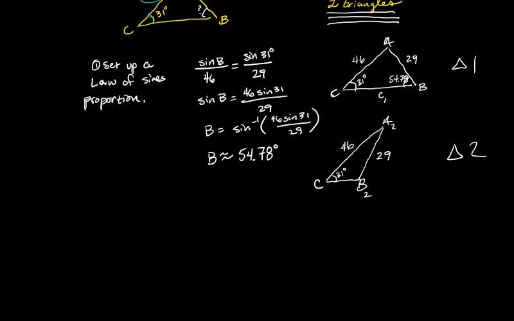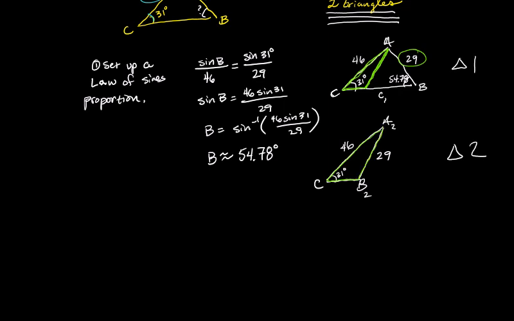So if you could picture the side length of 29 swinging in, that would swing in and make this second triangle that I've got here, okay? And that's what this guy is there. So that's your two triangles, okay?